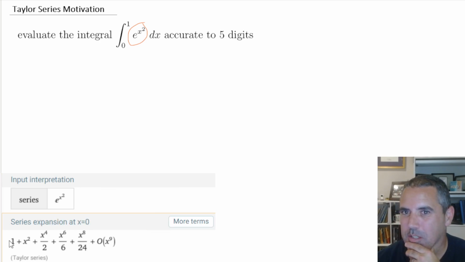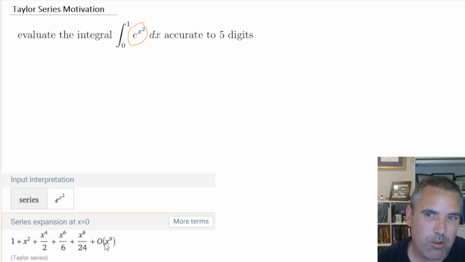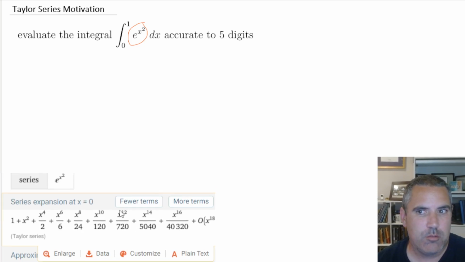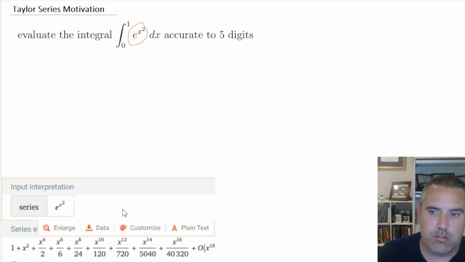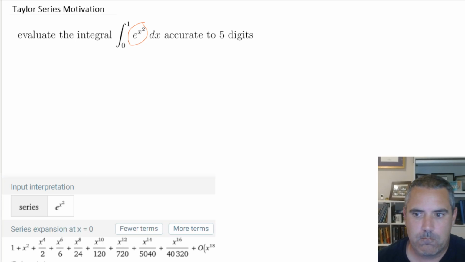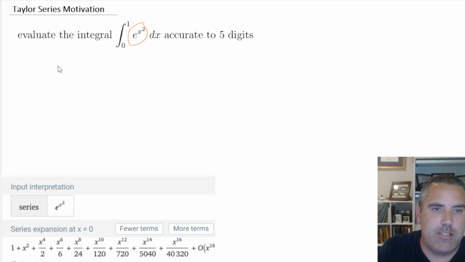It says this is an approximation: 1 plus x squared plus x to the 4th over 2 plus x to the 6th over 6 plus x to the 8th over 24 plus things of order higher than the 9th power. You can click more terms and it gives you more. That's what we're going to learn, how they're generating that. That's really valuable.